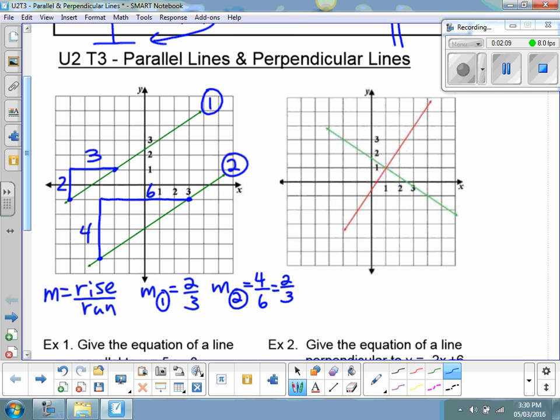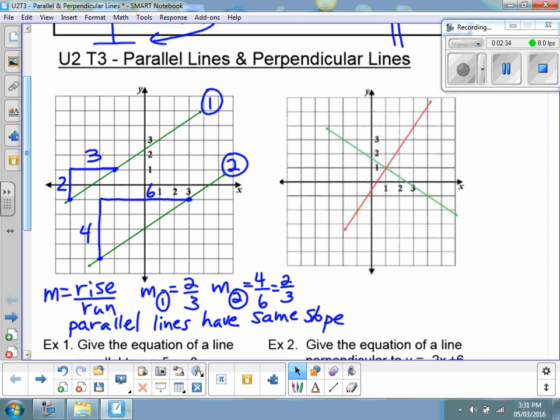So our conclusion here is that parallel lines have the same slope. And you may have already known that, but it's worthwhile to take a look at the slopes of the lines and see if that is in fact true.